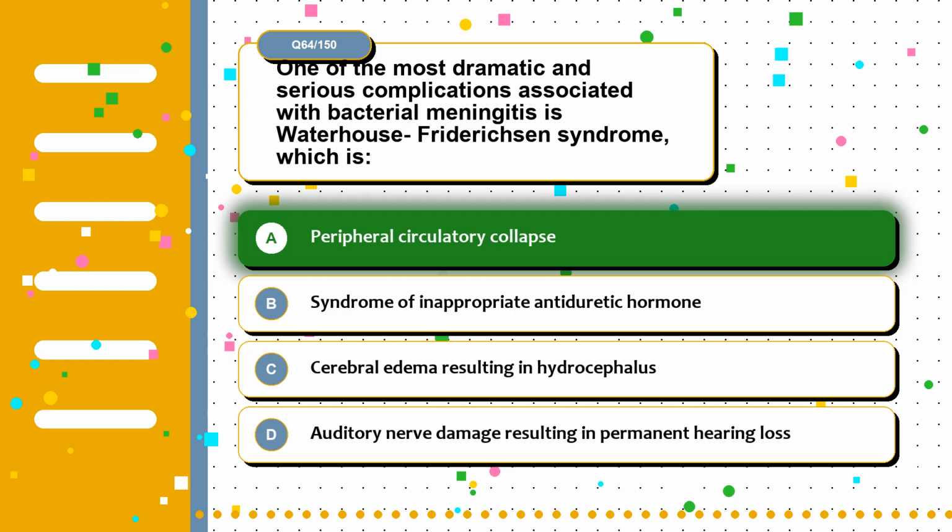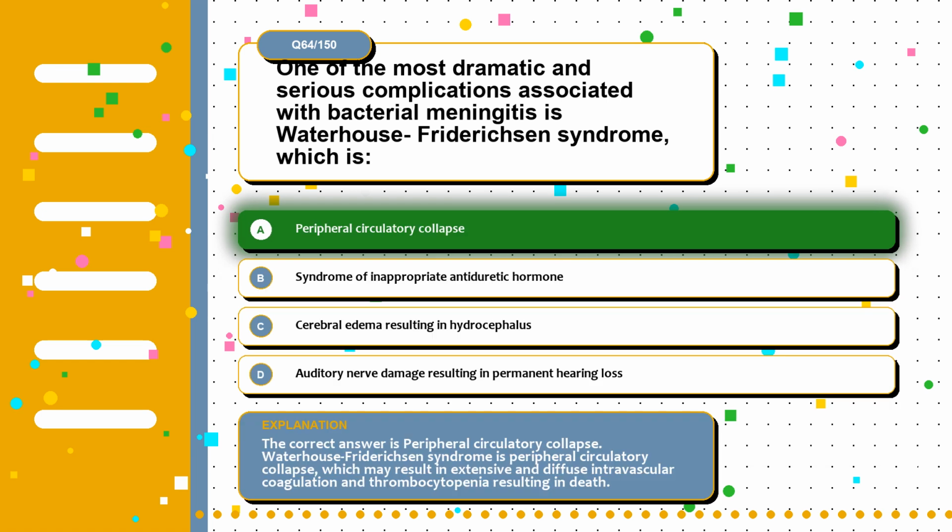The correct answer is option A, peripheral circulatory collapse. Waterhouse-Friderichsen syndrome is peripheral circulatory collapse, which may result in extensive and diffuse intravascular coagulation and thrombocytopenia resulting in death.